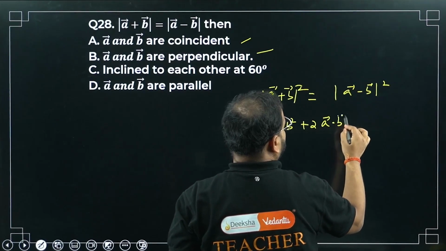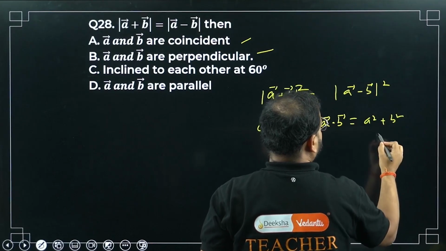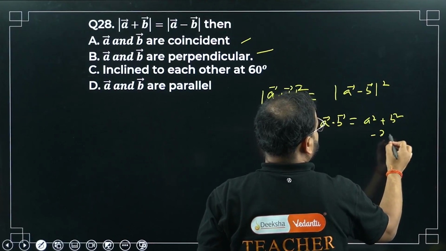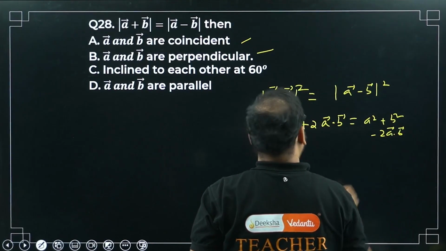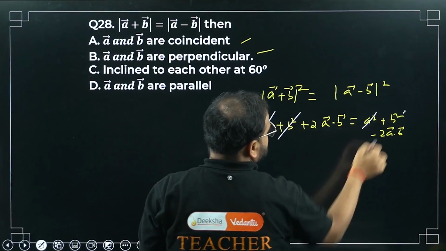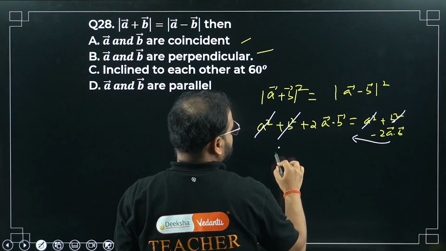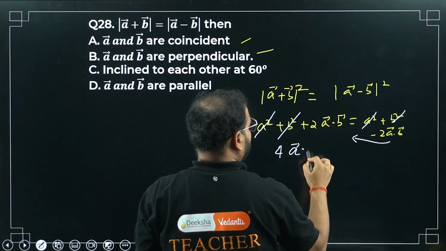2A dot B. Okay, and on this side also A square plus B square minus 2A dot B. From here I can write what? Cancel this, A square B square, A square B square. Bring this 2AB on this side. I get what? 2AB plus 2AB will be what? 4A dot B equals to what?